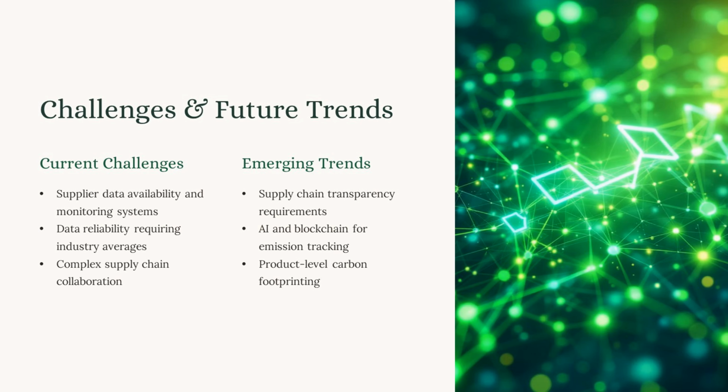In the future, Scope 3 inventory management will become even more important. Several trends are emerging. Supply chain transparency: companies are increasingly asking suppliers to disclose carbon footprints. Digital carbon accounting: AI and blockchain technologies are being explored for improving emission tracking and product-level carbon footprinting. Companies are calculating emissions associated with individual products. These developments will help organizations move toward a net zero supply chain.